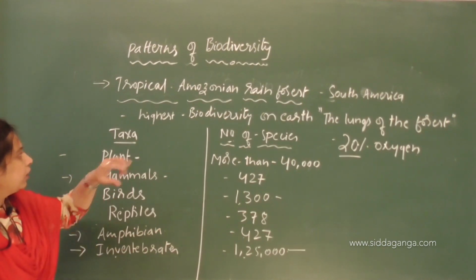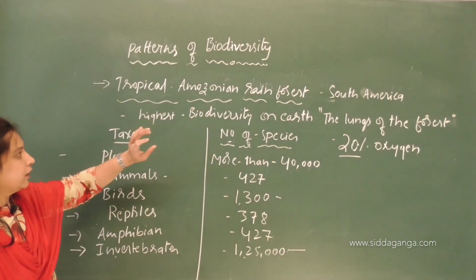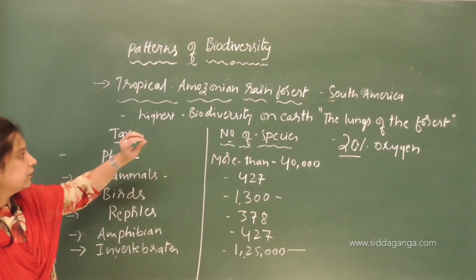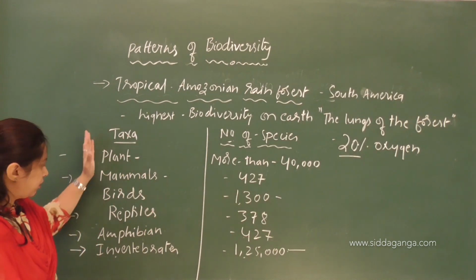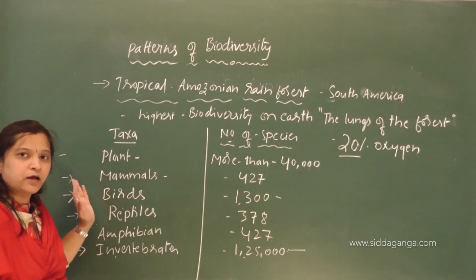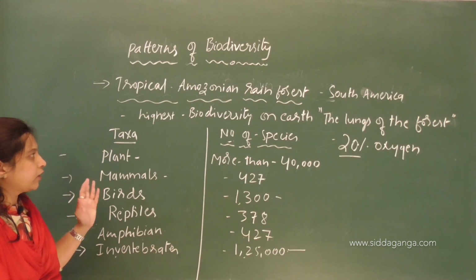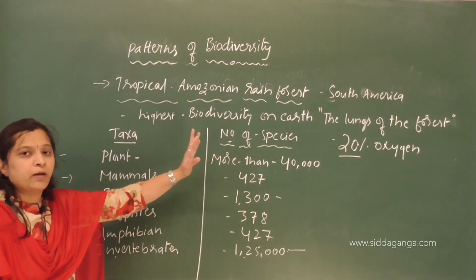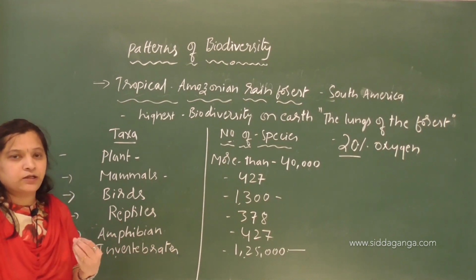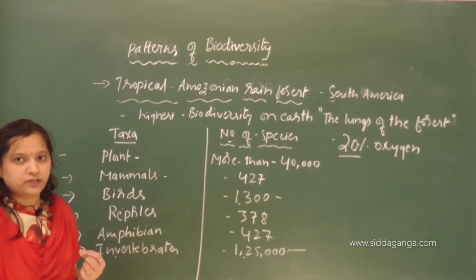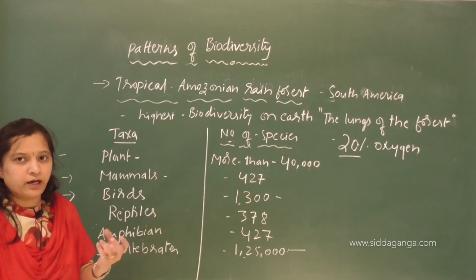And also this is the rainforest which has the highest biodiversity on the earth. So these are some of the plant and animal species that have been discovered and described in the tropical Amazon rainforest. Still there are so many millions of insect species that are not yet discovered. They need to be discovered and described.